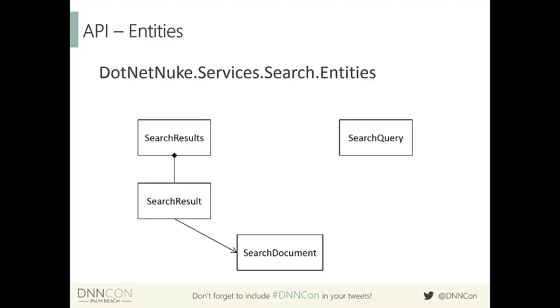These are the entities that you would have to learn. They're all in this DotNetNuke services search entities namespace. You have the search results. Then that contains a search result, and that search result inherits from search document. The search document is really what comes out of Lucene. That's how Lucene talks in terms of that document object. That just refers to a singular result, right? It has the URL, the snippet, content title, all those different things. And then the search query sits out here by itself, but this is just an object that allows us to encapsulate all those different things that make up our search query before passing it into our search controller.